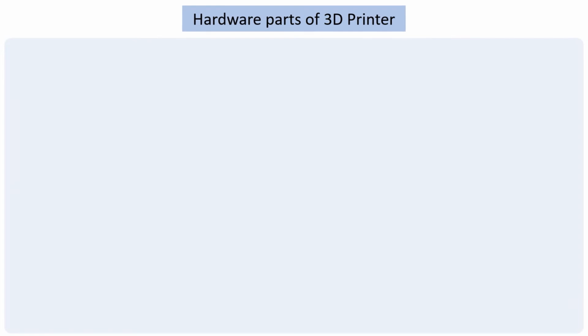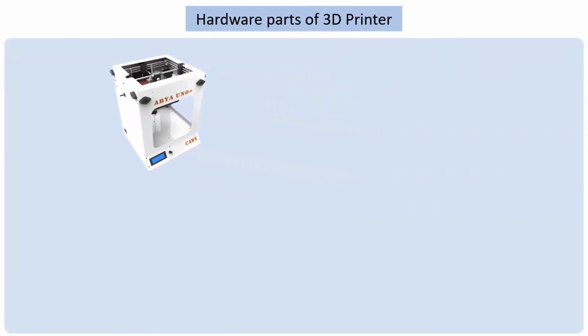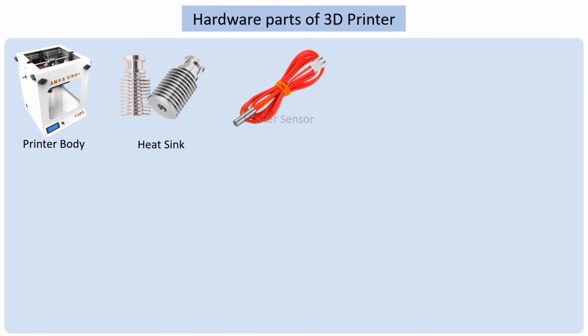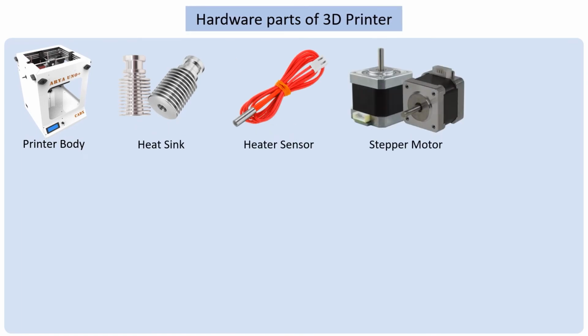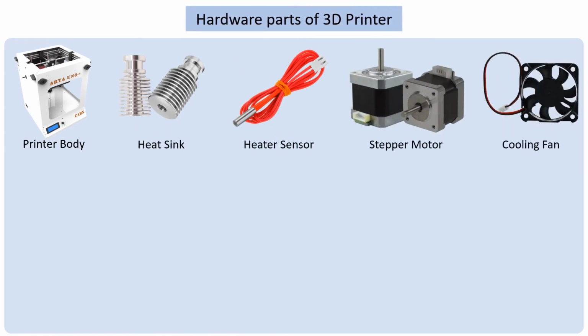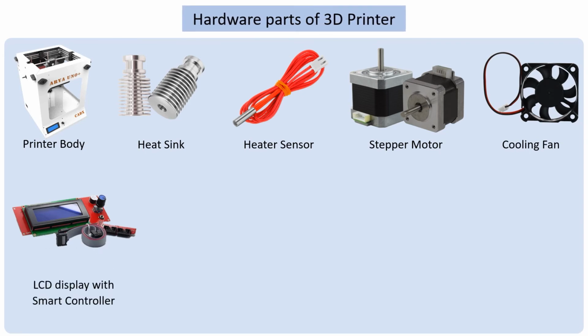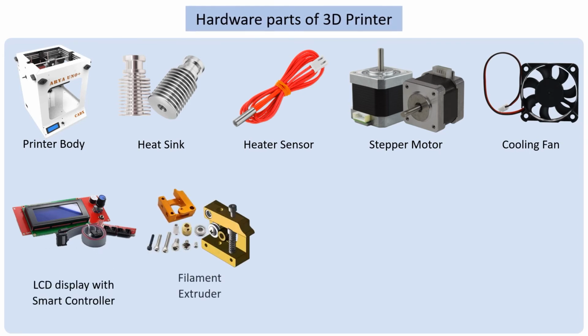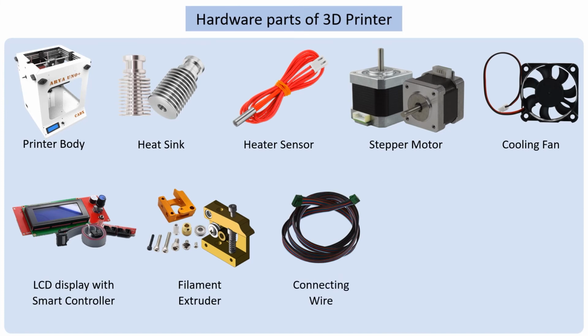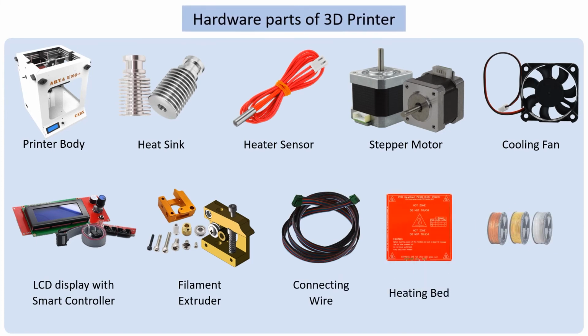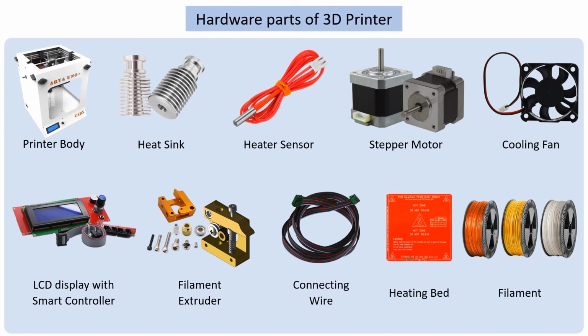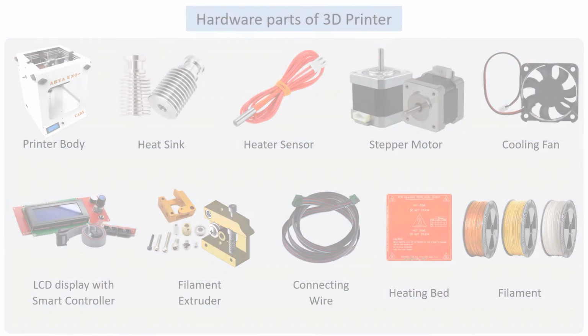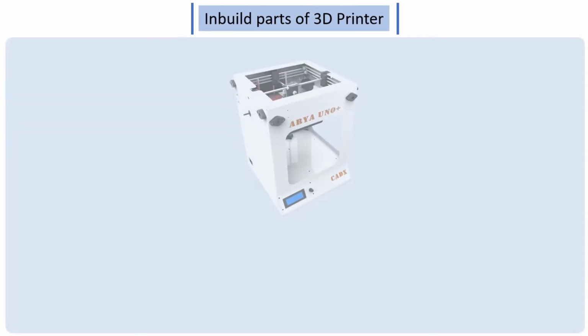Let me now introduce you to the hardware parts of a 3D printer. There is a printer body, heat sink, a heater sensor, a stepper motor, cooling fan, LCD display with smart controller, filament extruder, connection wires, heating bed, and a filament. Are you now ready to take a look at the inbuilt parts of a 3D printer?